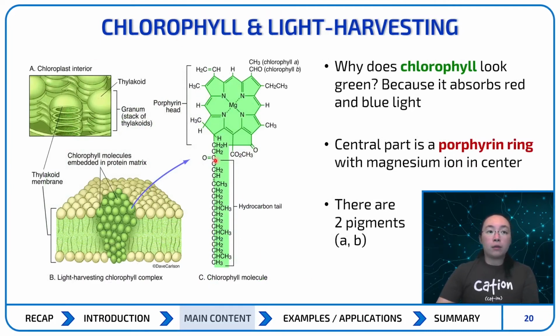Now, when we take a look at chlorophyll and light harvesting, why does chlorophyll look green? First of all, it's because it absorbs red and blue light, and they are at 2 different wavelengths. The central part of chlorophyll is a porphyrin ring with a magnesium ion in the center, and there are 2 pigments that will absorb the red and blue light, A and B respectively. And this right here is a bunch of chlorophyll molecules that are embedded in a protein matrix, and we're going to call these photosystems. So we're going to take a look at that after.